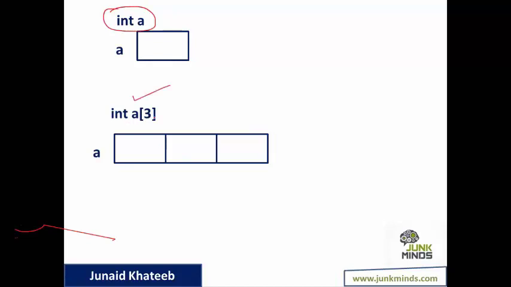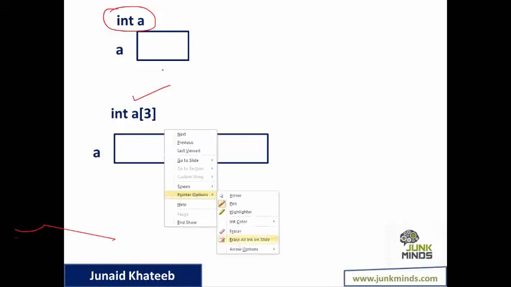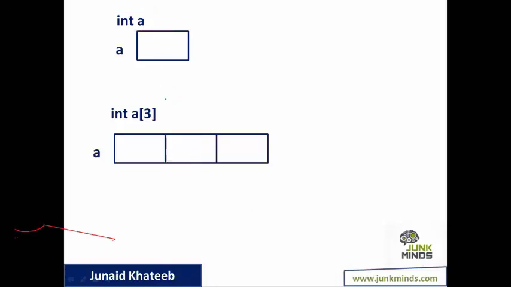Integer A[3]. इसका मतलब है I want to work with 3 values of the type integer, and I want to call them by the name A. I want to work with 3 values of the type integer and I want to call them by the name A. तो सिस्टम क्या करेगा?